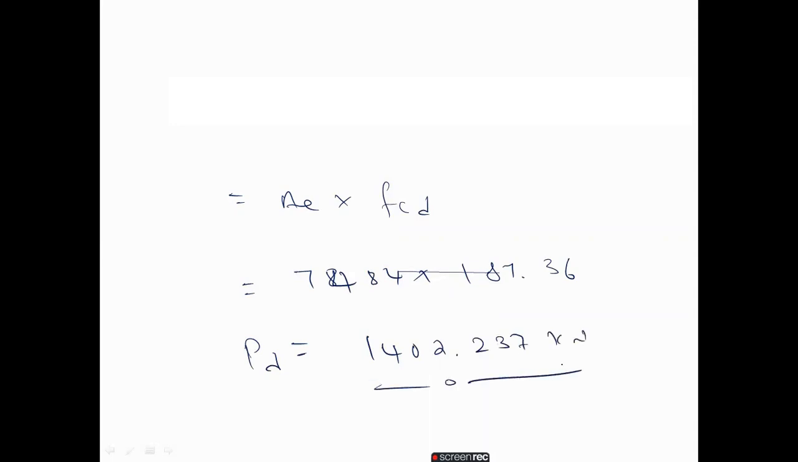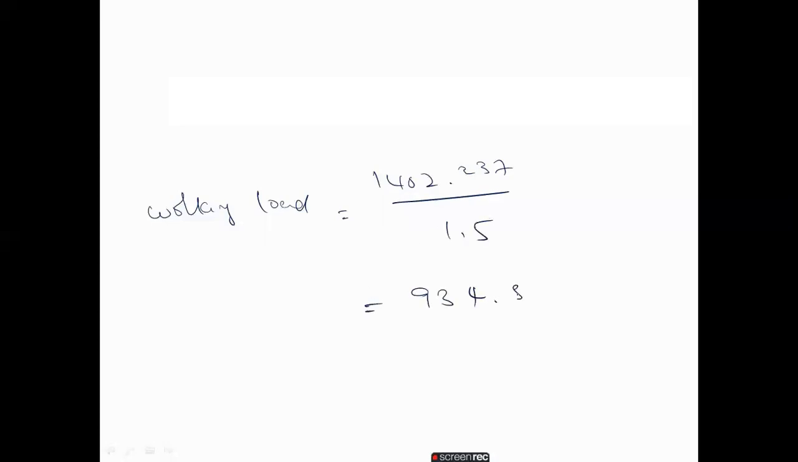From this, we have to calculate the working load. They asked in the question for the working load, which equals the strength we got divided by the factor of safety, which is 1.5. So you will get a total of 934.823 kilonewtons. So this is the problem related to the calculation of design axial load capacity of the column, where we have taken the ISHB section. This is the most important problem. Sometimes they will ask it in the examinations also.